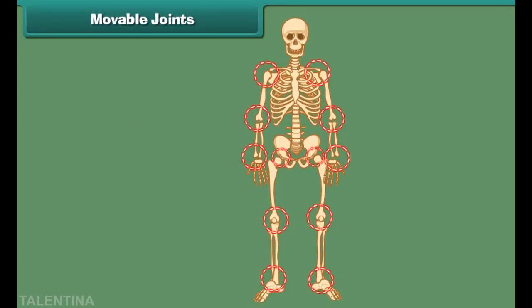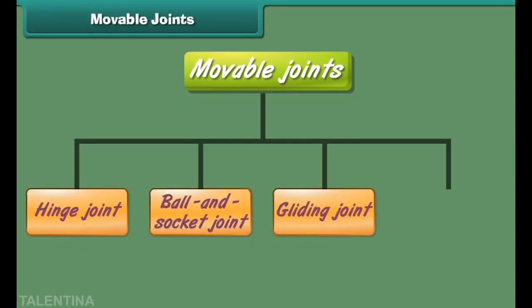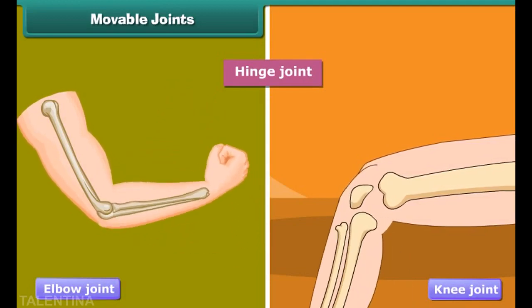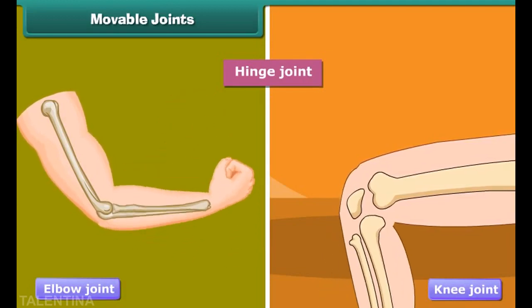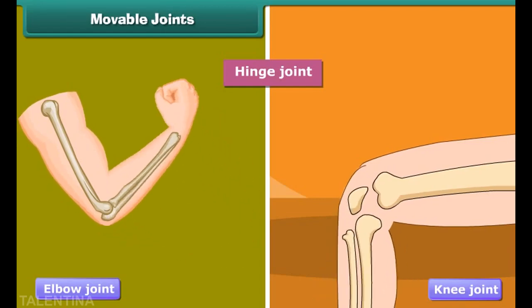Most movable joints allow free movement of the body parts, whereas in some joints only a little movement is possible. Movable joints are grouped into four types on the basis of movement. Come, let us discuss each type in detail. Hinge joint. These are the joints which can be bent in only one direction. For example, elbow joint and knee joint.